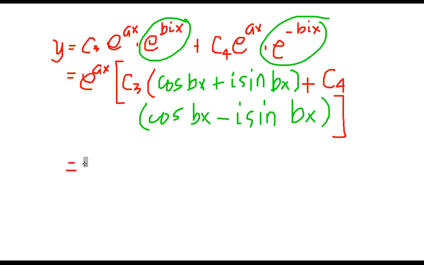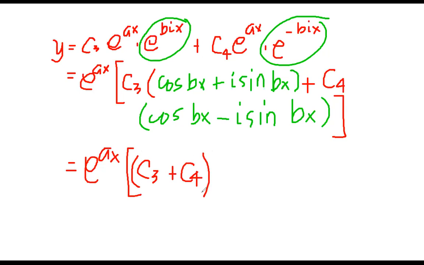So just copy first e raised to ax. Now let us factor out cosine bx. Let us combine those with the coefficients of cosine of bx. Here we have c sub 3, and you have also c sub 4 in the second term, so plus c sub 4. Did you see it? So these are the coefficients of cosine of bx.